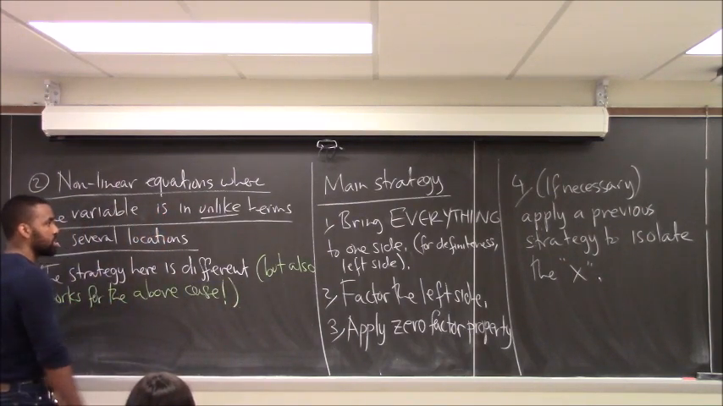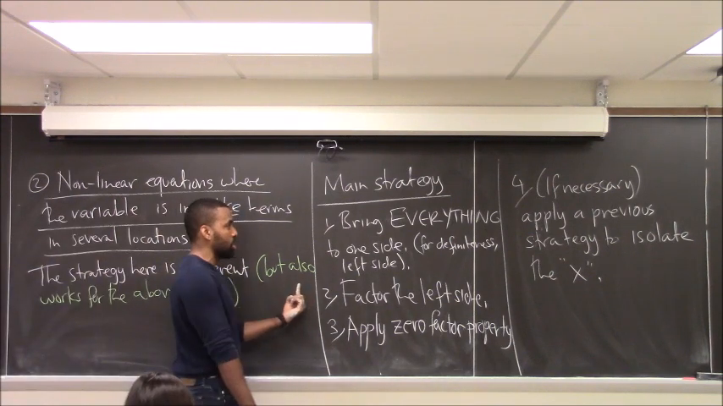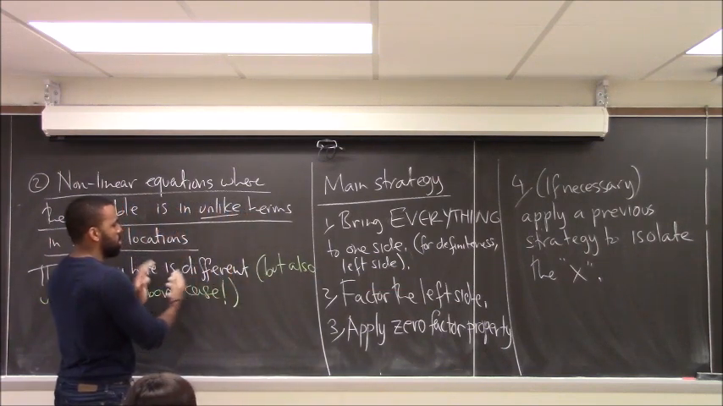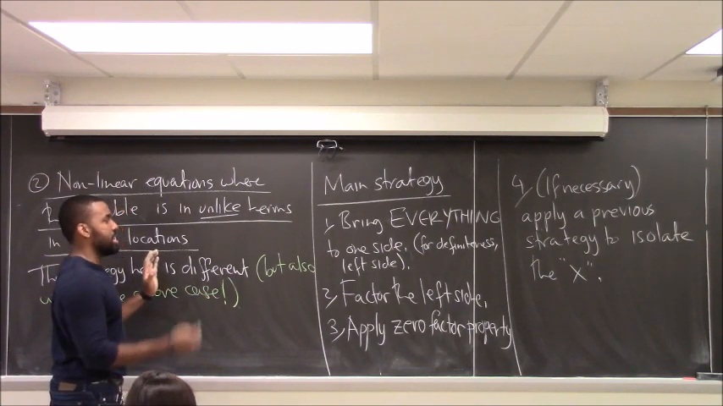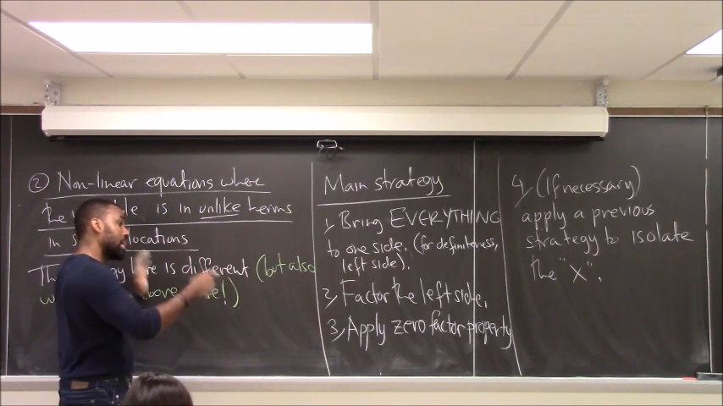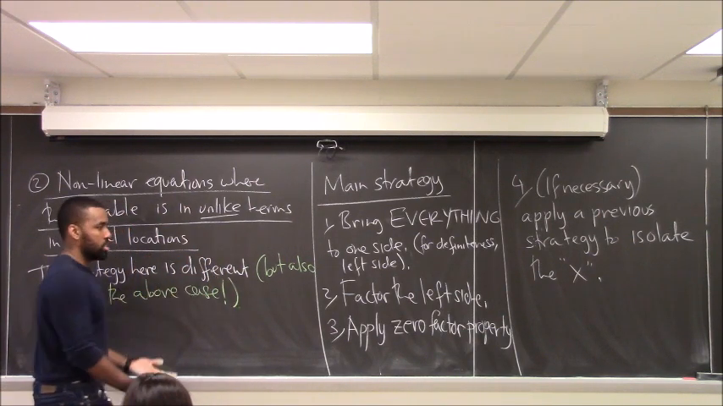Bring everything to one side, factor that side, apply the zero factor property. Because everything's on one side, you're going to have zero on the other side. So when you factor them out, you have a bunch of factors being multiplied equals zero. The zero factor property is going to say one of the individuals, or some of the individuals, or all of the individuals have to be zero themselves. So you'll set each individual factor to zero.